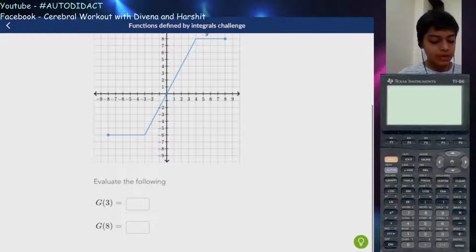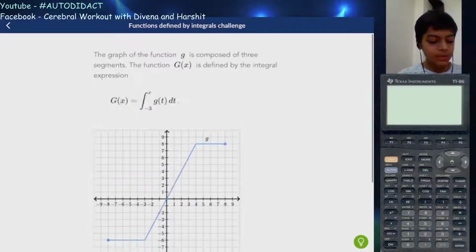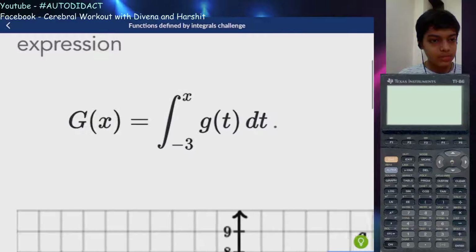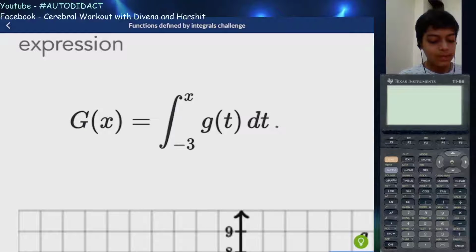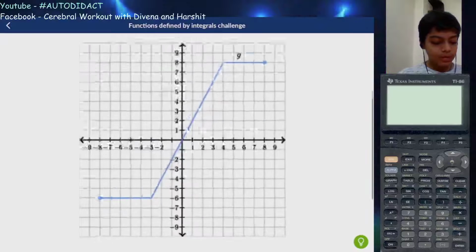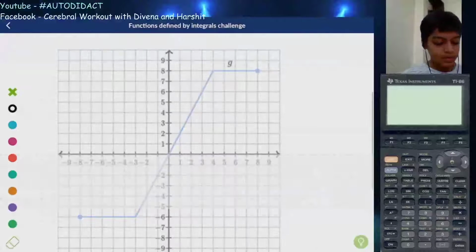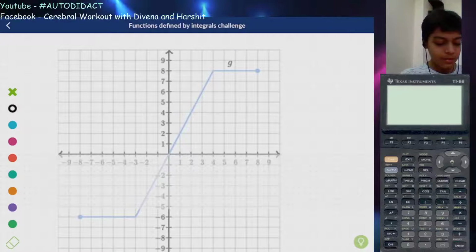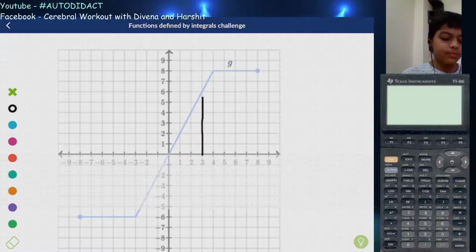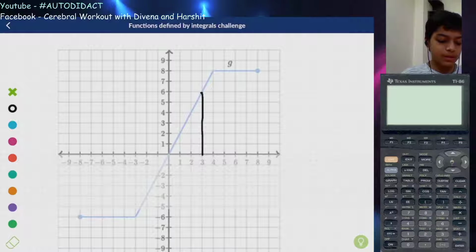So first let's find capital G of 3. If x is equal to 3, then this will become the integral from -3 to 3. We want to find the area of g of t from -3 to 3.